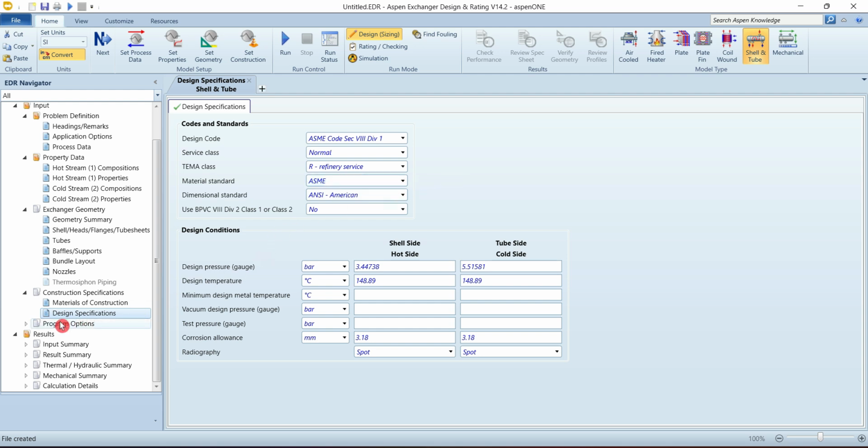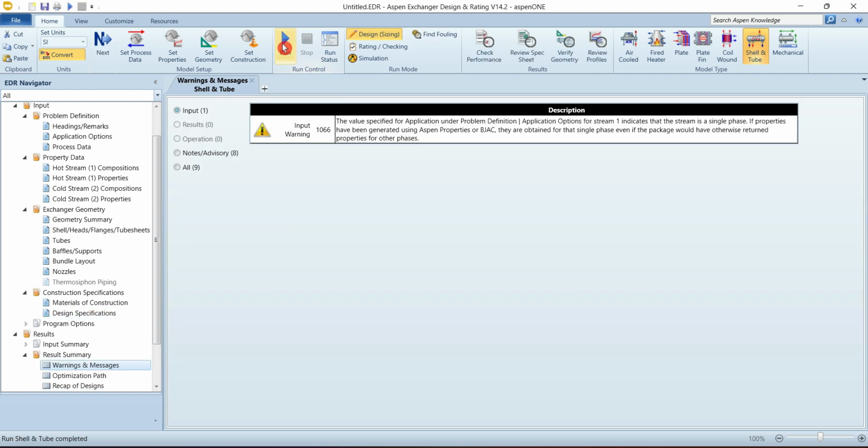So that's it. We don't have to define anything from our side unless we are pretty much sure what we are going to define. And with this, we can run the simulation. Just click this run option. And see the message at the bottom. Run shell and tube, that is completed.